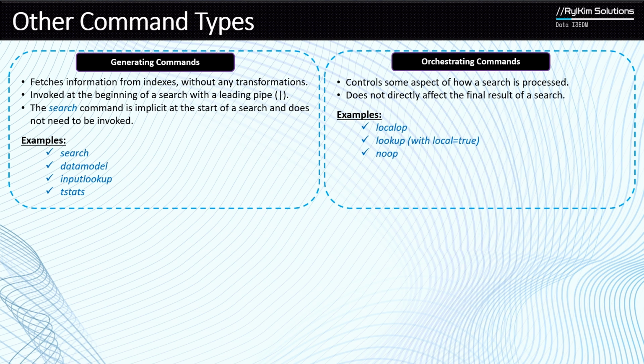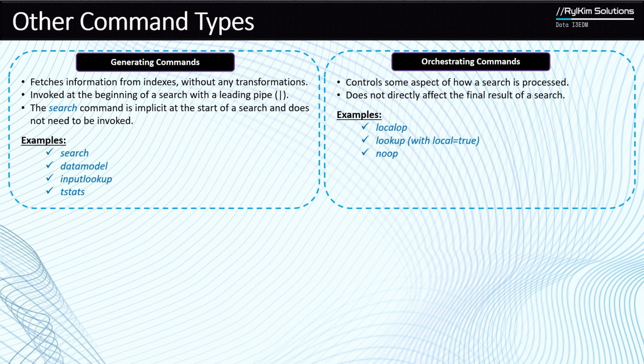Now, the lookup command in itself is a distributable streaming command if we don't use local equals true. If we use local equals true with a lookup command, then it acts as an orchestrating command, and it's going to run on the search head rather than on the indexer. Because again, as we said, distributable streaming commands run on the indexer. So when you just use the lookup command, you specify your lookup file, which fields are being looked up, and what fields you want to output into your results. If you understand how the lookup command works, this command is covered in the Splunk Core Certified User course.